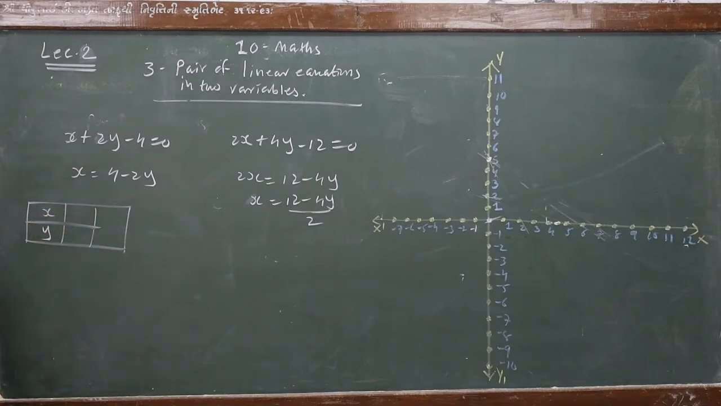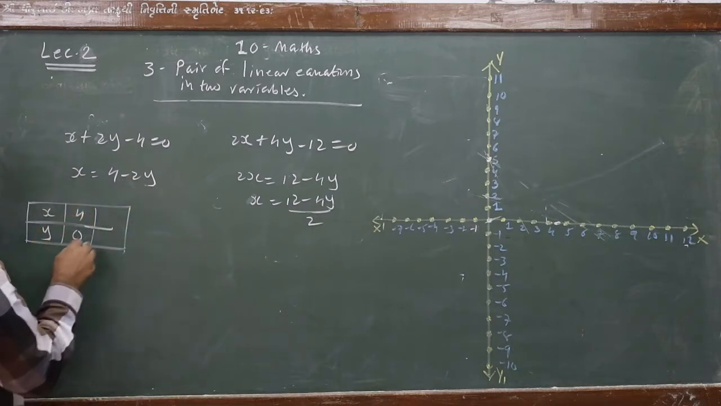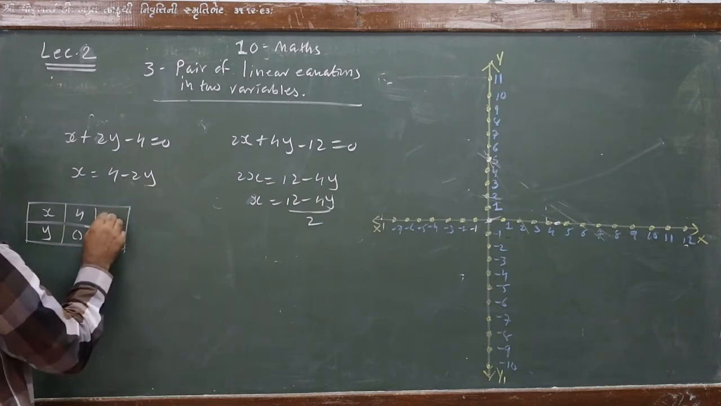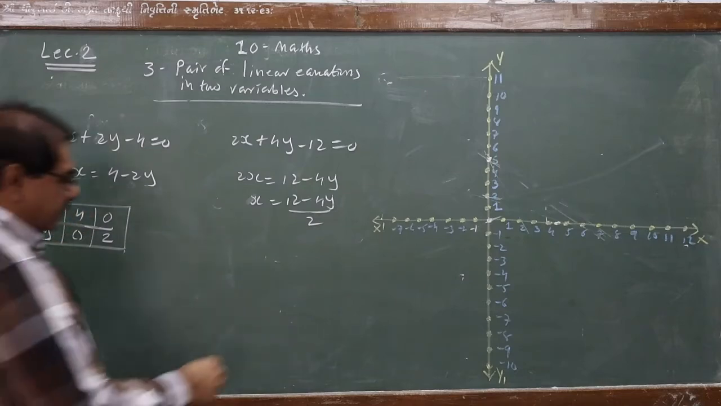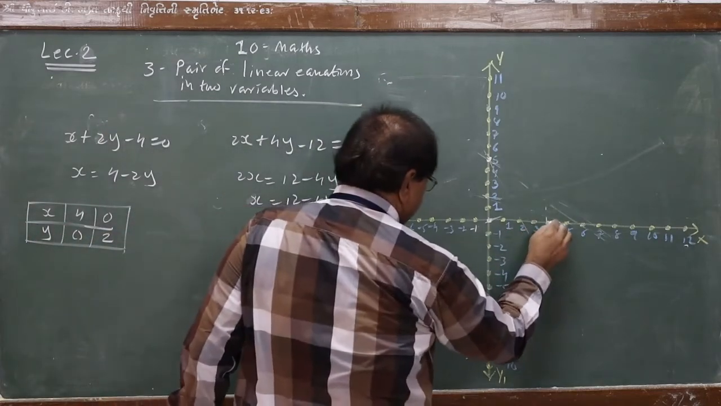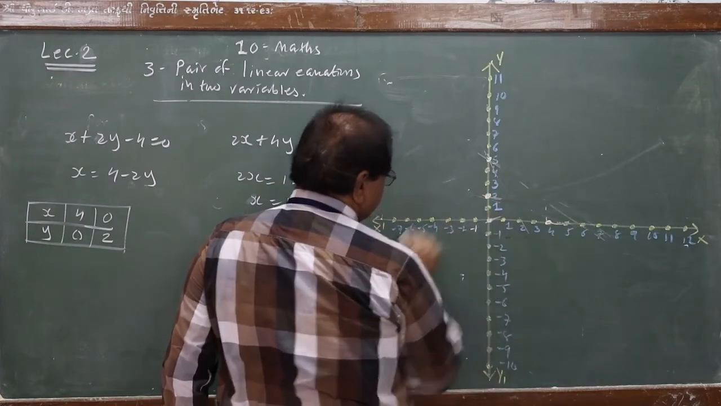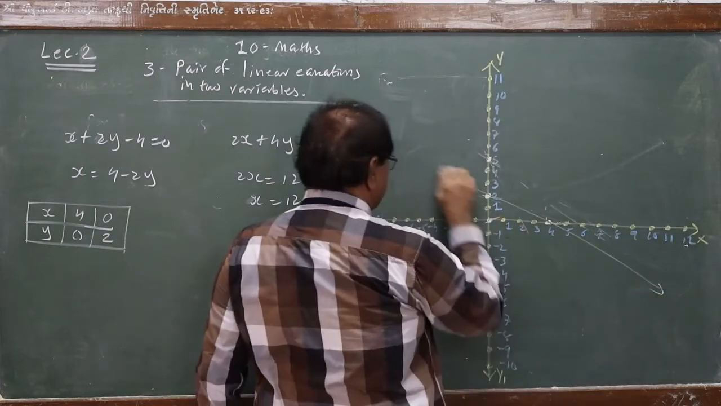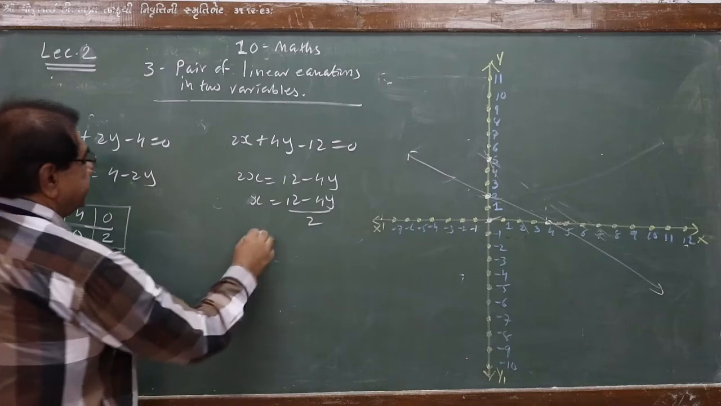x and y. I take y is equal to 0. So 2 zeros are 0, the answer is 4. If I take y is equal to 2, 2 twos are 4, 4 minus 4 is 0. Okay? So the points are (4, 0) and (0, 2). 4, 0 is here, and 0, 2 is here. So this is the line which represents the first equation. Okay? Now we go for this.